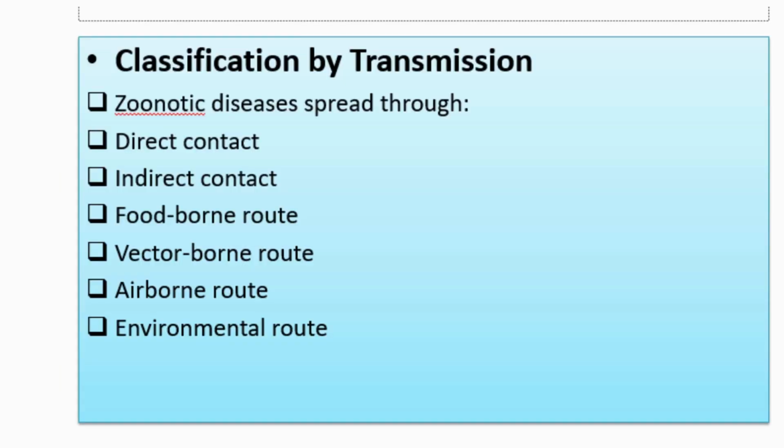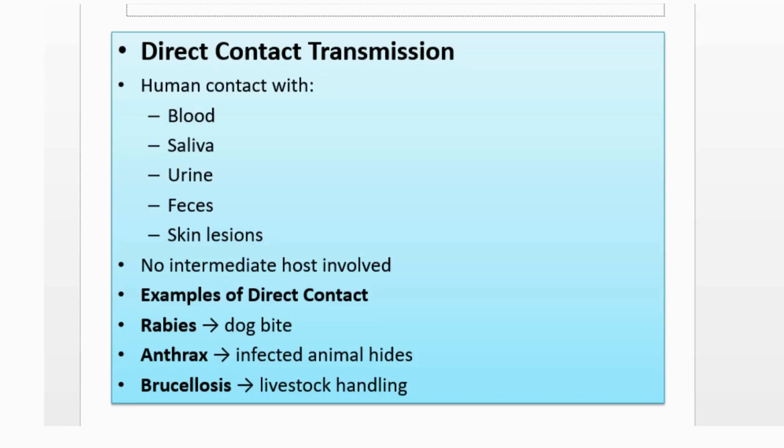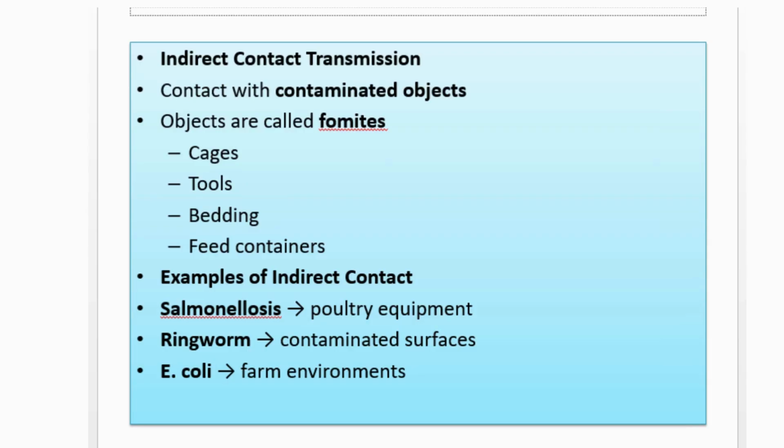So there are different classifications by transmission: zoonotic disease spreads through direct contact, indirect contact, foodborne routes, vector-borne routes, airborne routes, and environmental routes. Direct contact transmission is human contact with blood, saliva, urine, feces, or skin lesions, with no intermediate host involved. Examples are rabies, when a dog bites, anthrax, from infected animal hides, and brucellosis, from livestock handling.